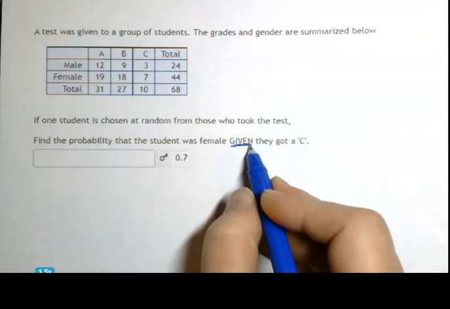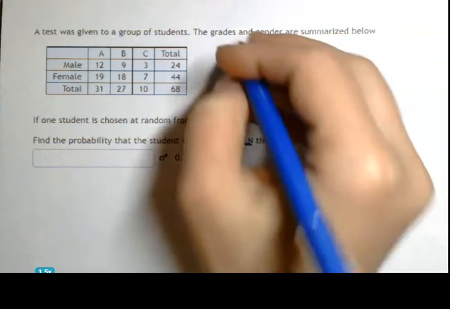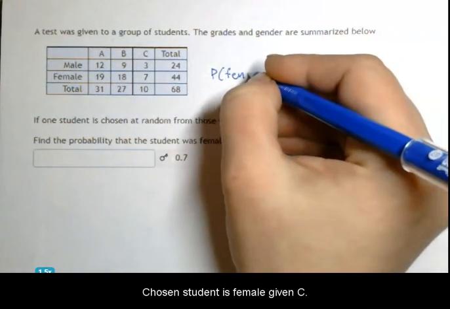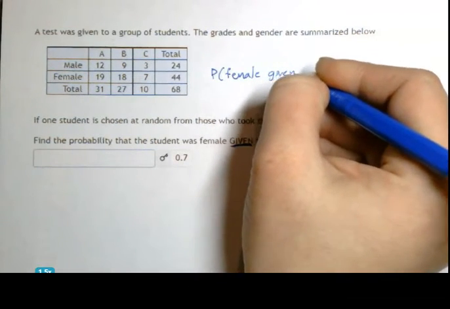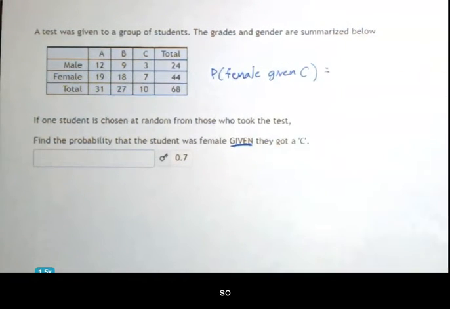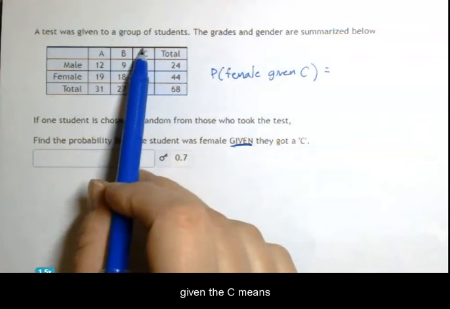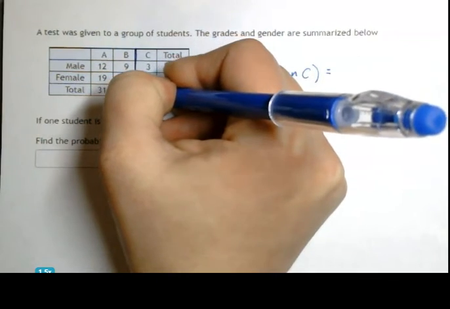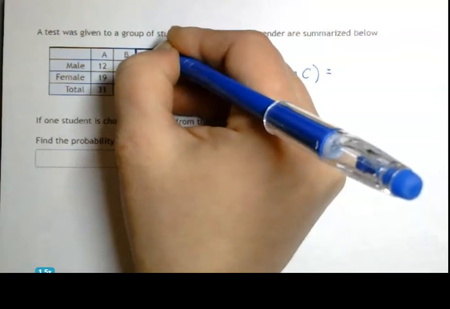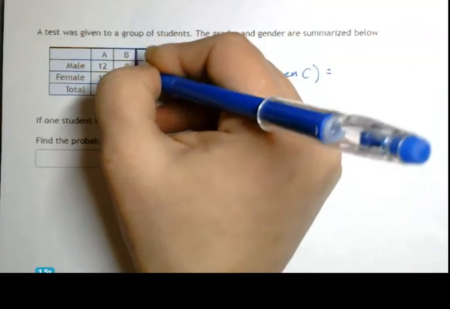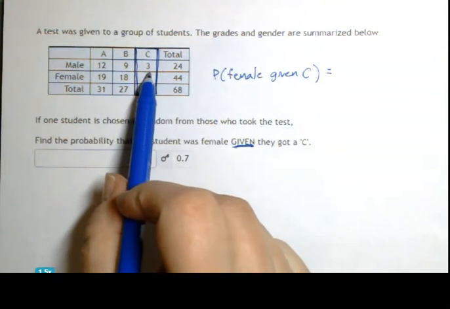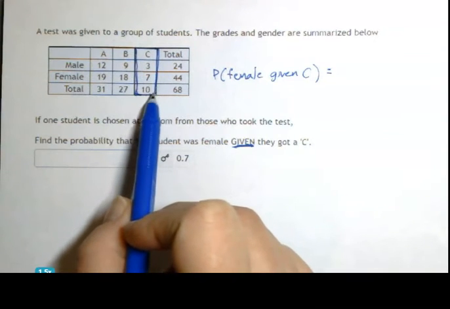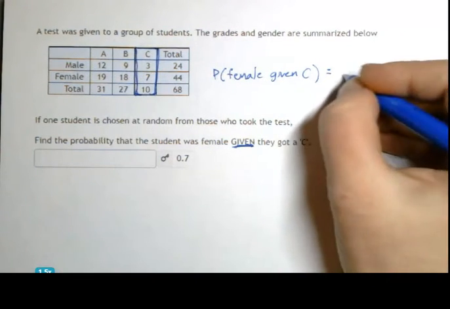So this is a conditional probability question. We want to know what's the probability that the chosen student is female given a C. So given the C means we're interested in this column here, the C column. Given we know that the student got a C, what's the probability that the student is female? So our favorable outcomes, preferred outcomes would be the females in the C column, and the total would be all students who got a C.